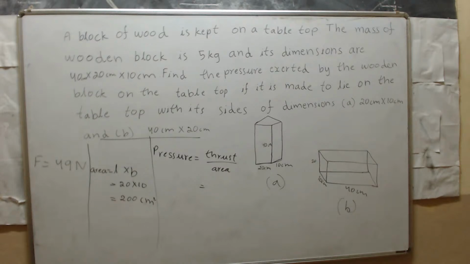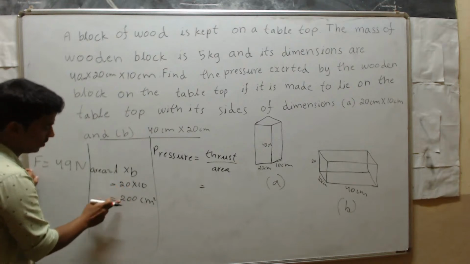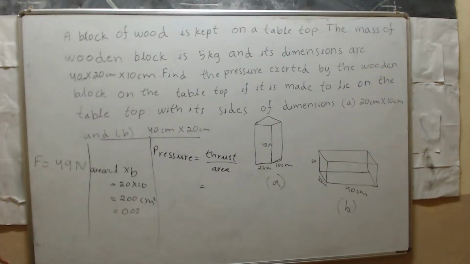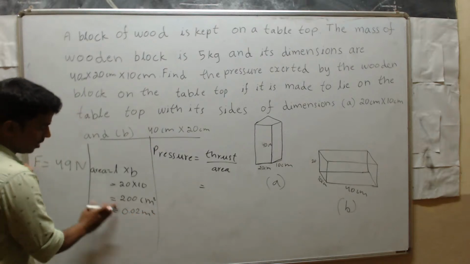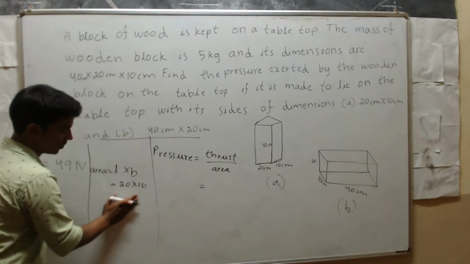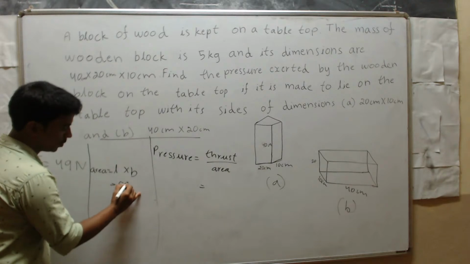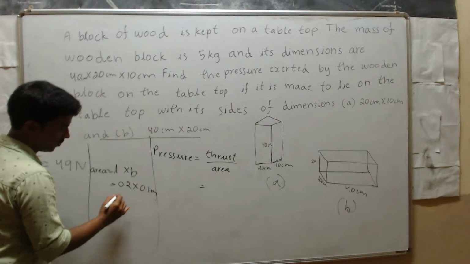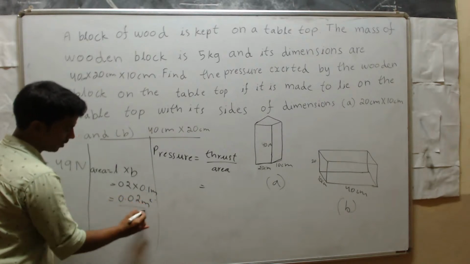Suppose you convert into meter. Better you can convert here only. If you convert 200 centimeter into meter, you will get 0.02 meter square. Or better, we can convert here only. So 20 centimeter means 0.2 meter into 0.1 meter. If you multiply, you will get 0.02 meter square. So this is the area.